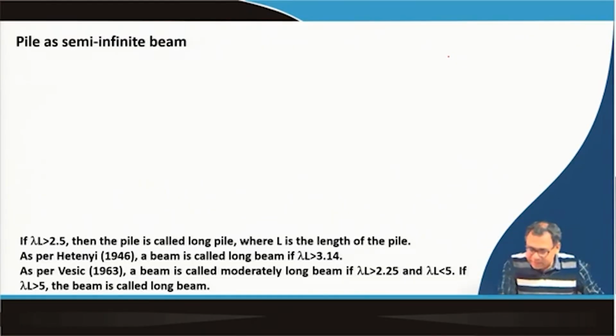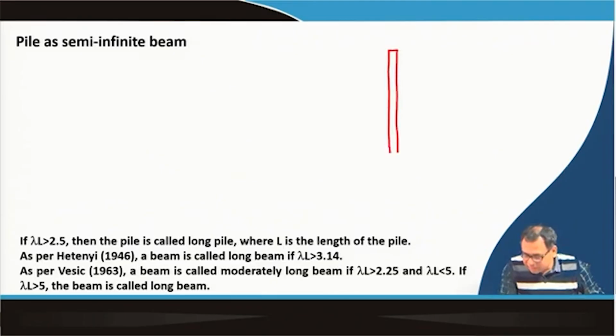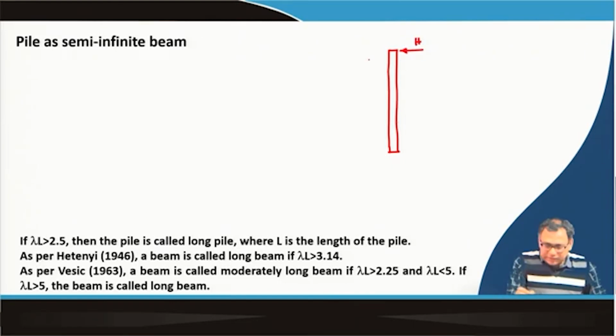Okay, so for the semi infinite beam, we are using a similar type of concept as the finite beam. Here, for the semi infinite beam, this is the H value, H is acting here. So, in such a case this is for the free headed pile.